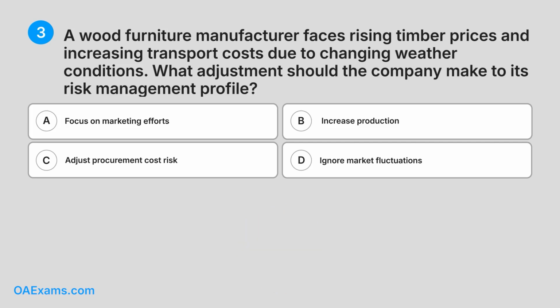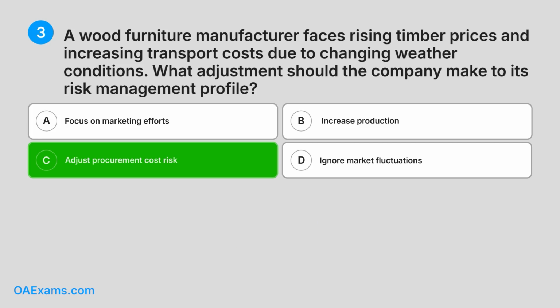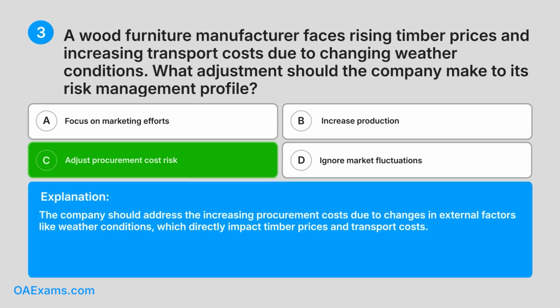Correct answer. C. Adjust procurement cost risk. Explanation. The company should address the increasing procurement costs due to changes in external factors like weather conditions, which directly impact timber prices and transport costs.